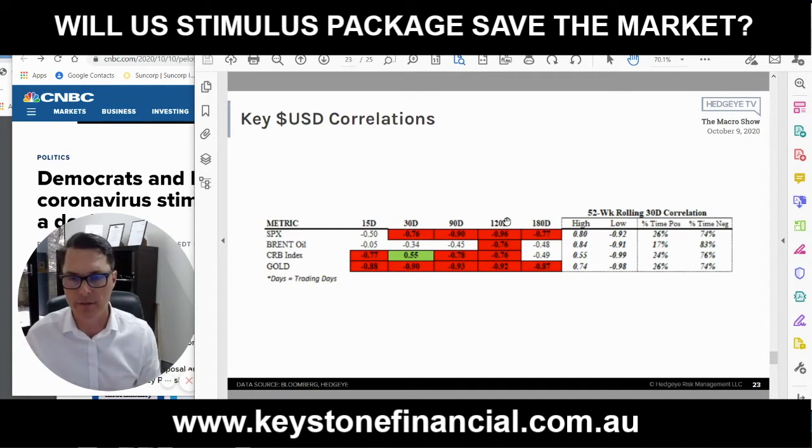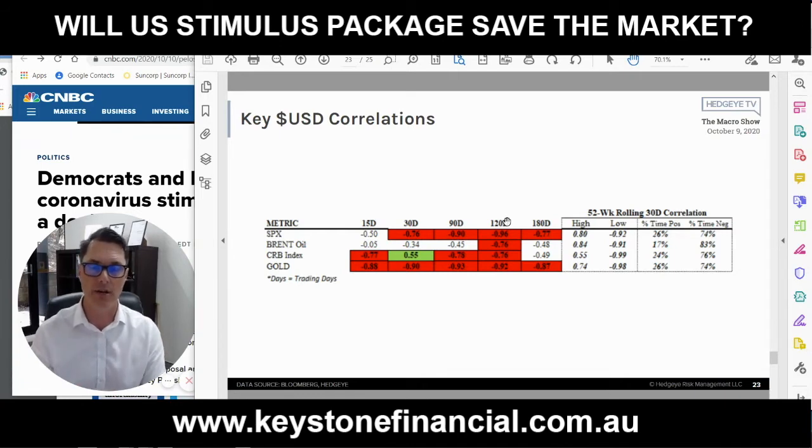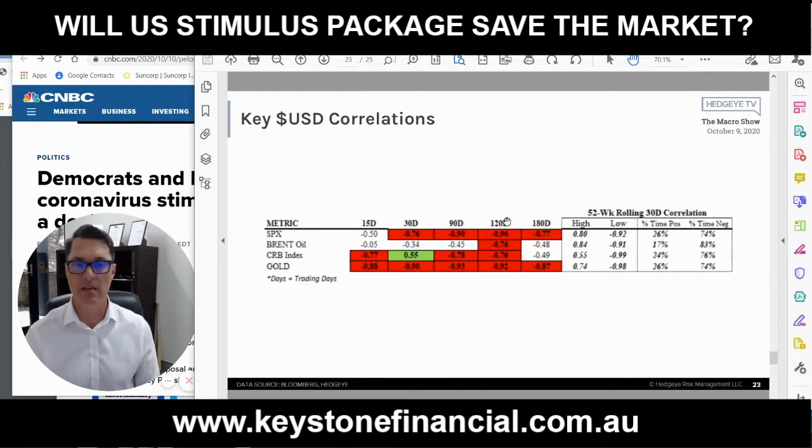So one of the biggies is oil and the relationship between the dollar and oil. And of course, one of the other big ones is the S&P 500, the relationship between S&P 500 and the dollar. Gold would be another one that we're keyed in on. But as you can see here, we continue to see pretty strong correlations and they're negative correlations between the dollar and the S&P 500, the gold, and of course oil.